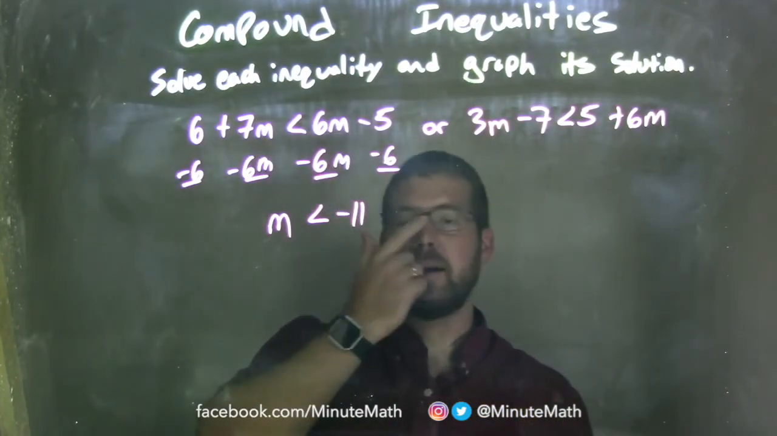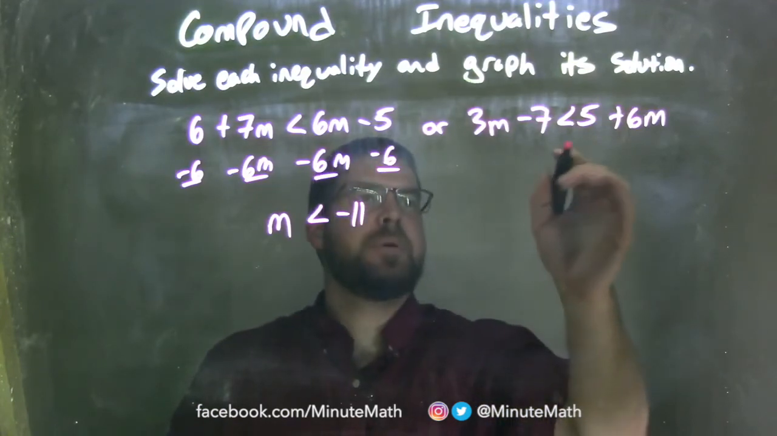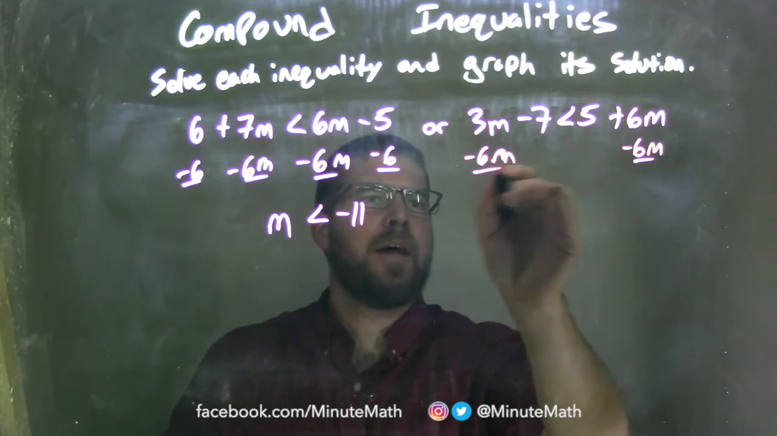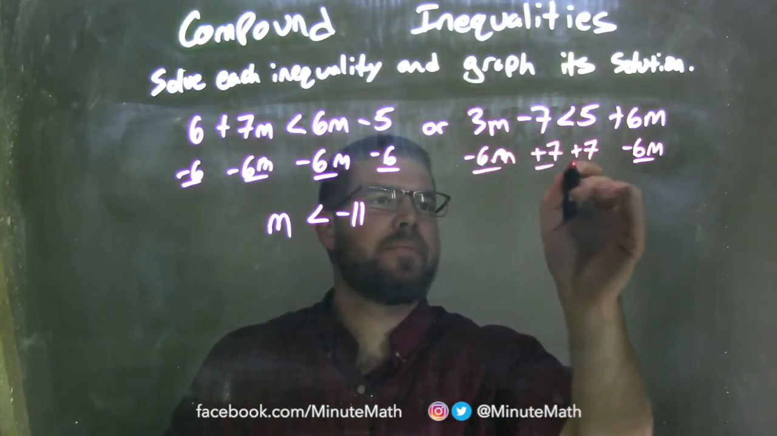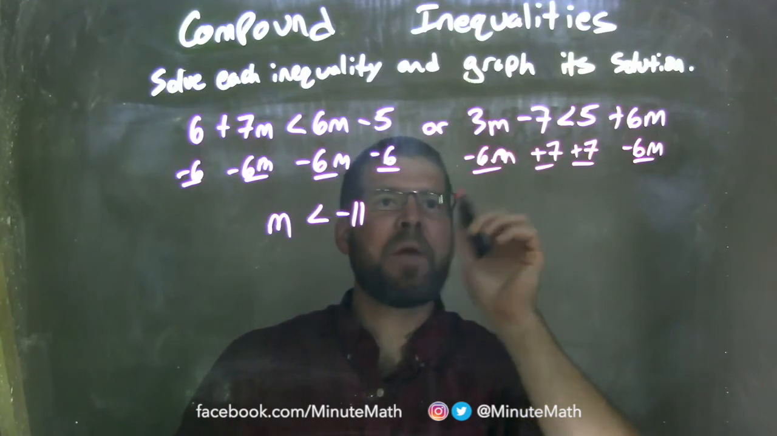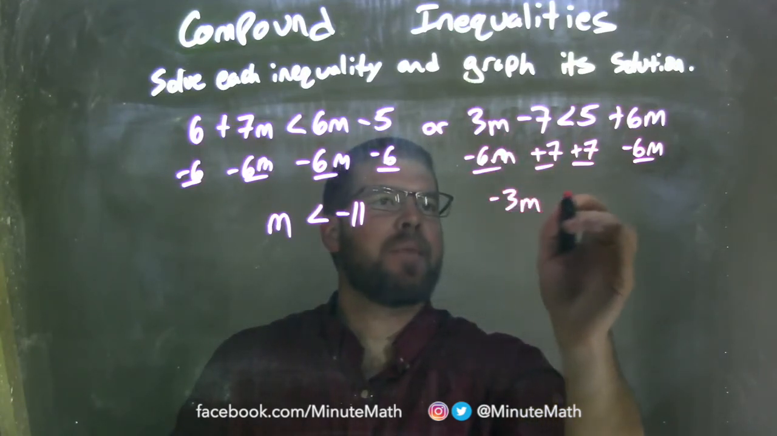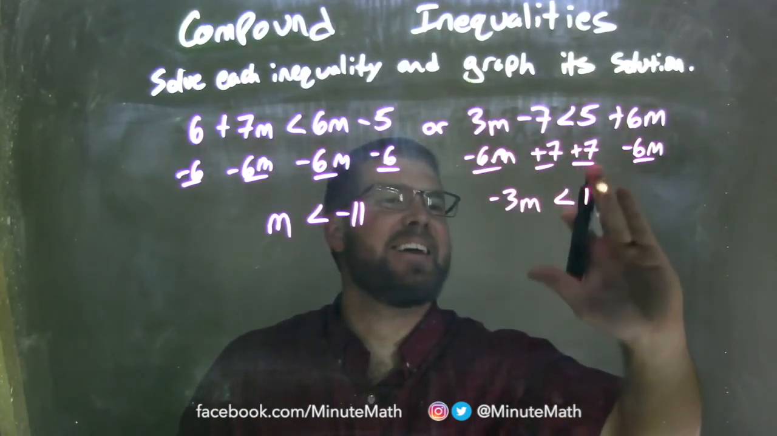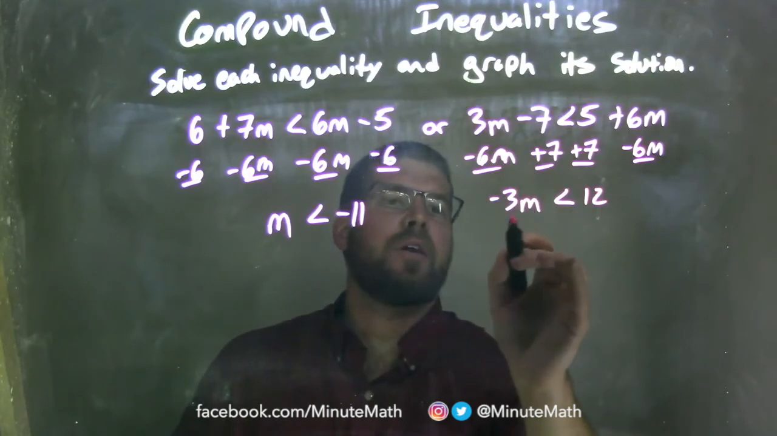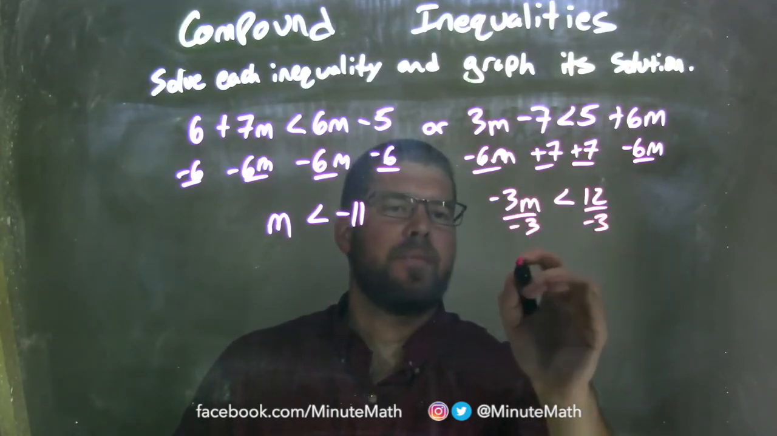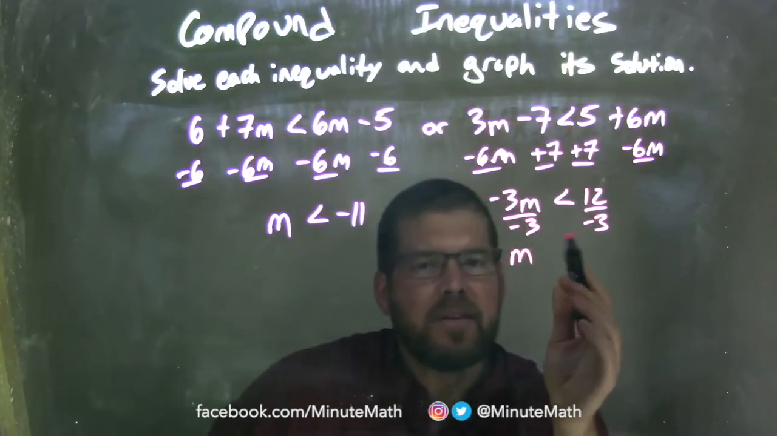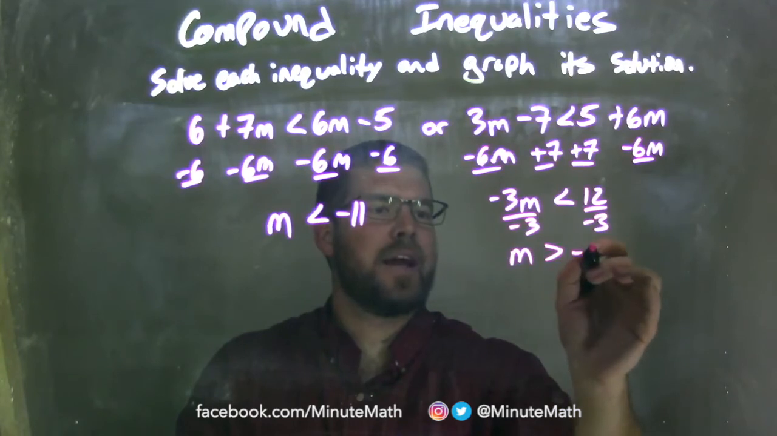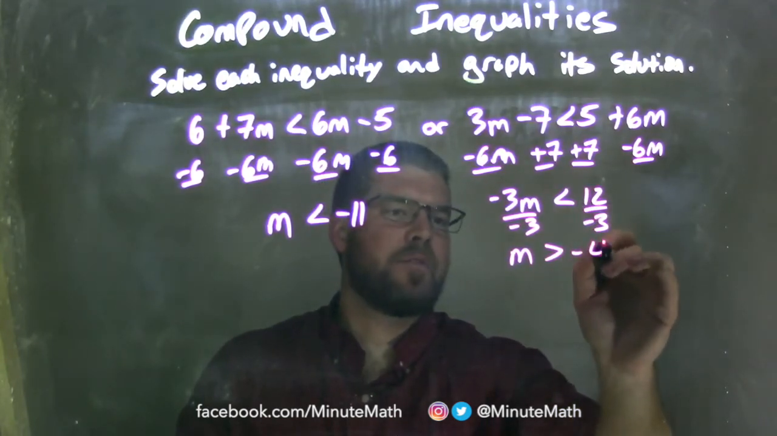This one here I need to simplify now, or solve. Excuse me. So I'm going to subtract a 6m to both sides, and I'm going to add a 7 to both sides. And in doing so, 3m minus 6m is a negative 3m, and that's less than 5 plus 7, which is 12. Can I add? Can I even add? No. So I divide by negative 3 to both sides here, giving m now by itself, and my less than sign turns into a greater than sign because I divide by a negative over the inequality. So I have m is greater than negative 12 divided by negative 3 is negative 4.